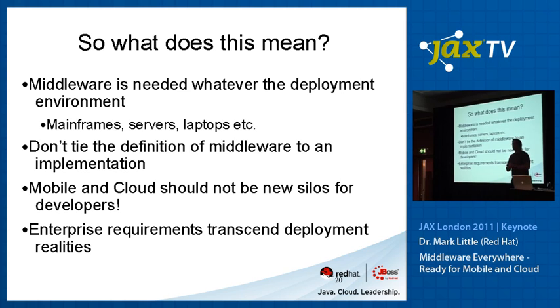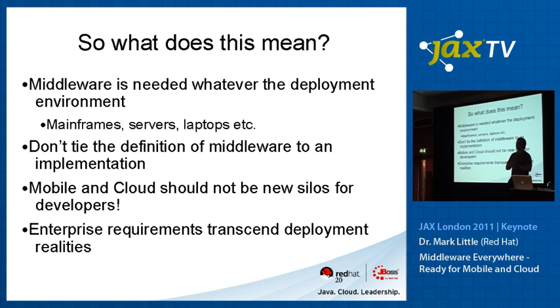So what I believe this means is that middleware is required regardless of the deployment platform. It doesn't matter whether it's just mainframes, or laptops and mainframes, or minicomputers or workstations. You need some form of middleware. We definitely should not be tying the definition of middleware to any one particular implementation. So I am not saying that we need Java EE, although, as we'll see in a minute, I think that's actually a pretty good implementation going forward. But I'm trying not to tie this to any particular implementation.